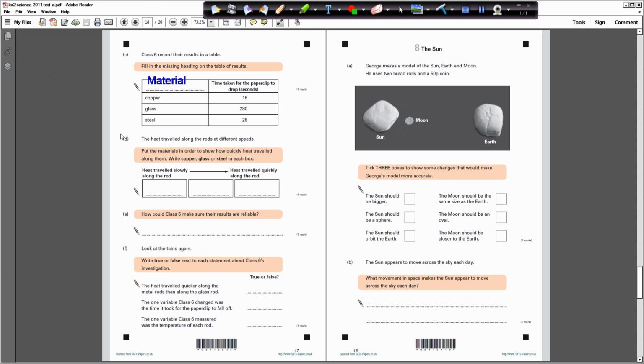Okay, the heat traveled along the rods at different speeds. Put the materials in order to show how quickly heat travels along them. Write copper, glass or steel in each box. Now, which one had the heat travel the slowest? Slow on this side and quick on this side. Which was the slowest one? The slowest one, if you look over here, is glass, which took 280 seconds. So over here, what do we write?